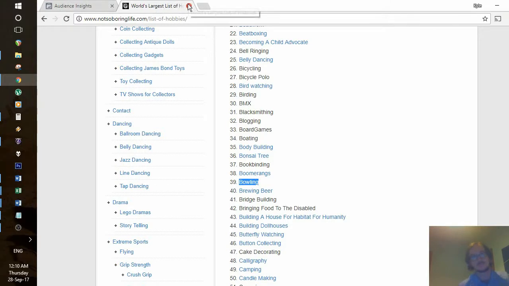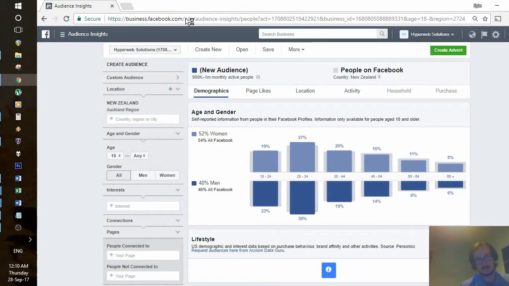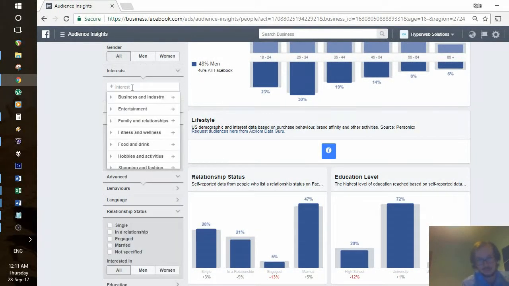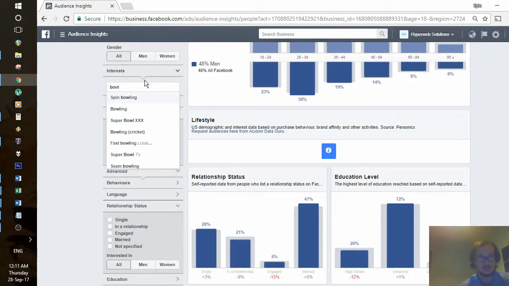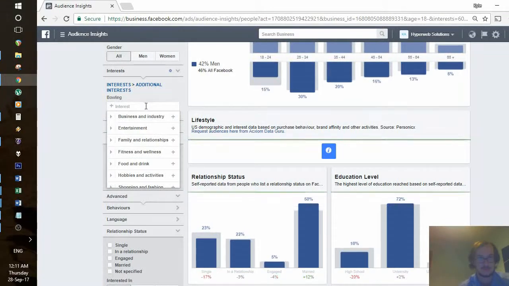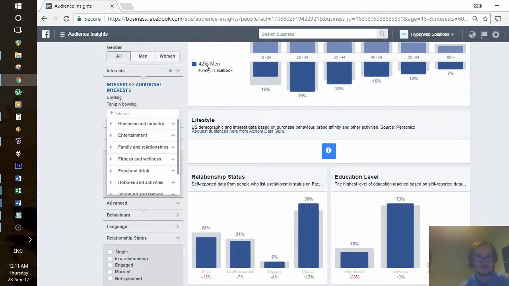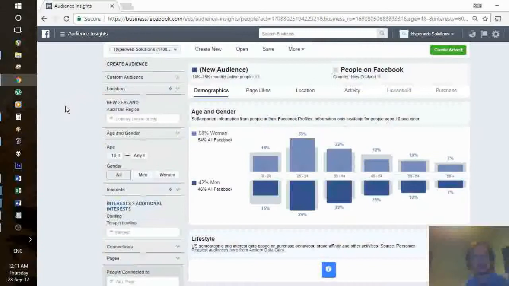So, let's say you're a local business in Auckland, and you're wanting to target people who like bowling, like 10-pin bowling or that sort of thing. Let's just type it in, bowling, 10-pin. There we go. So people interested in 10-pin bowling: 10 to 15,000 people in Auckland.